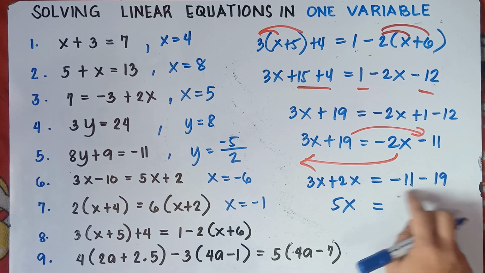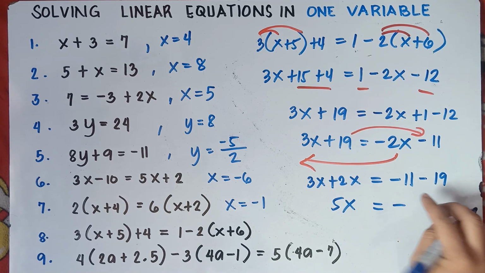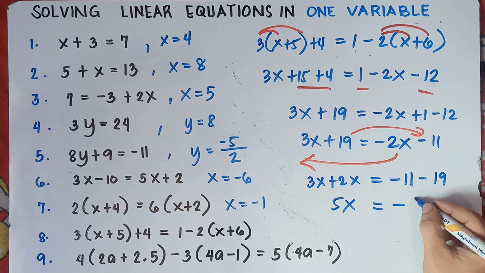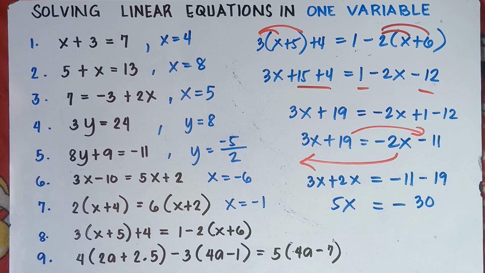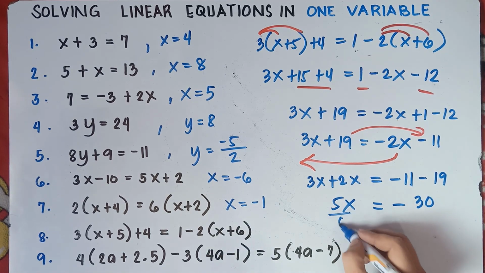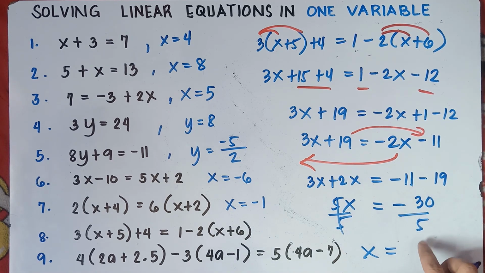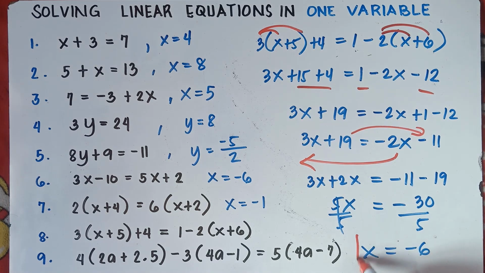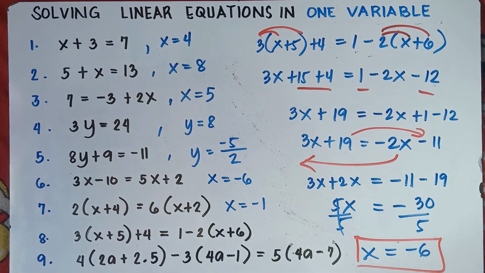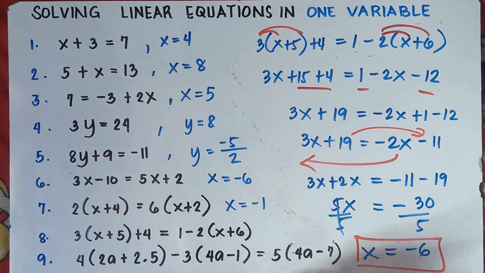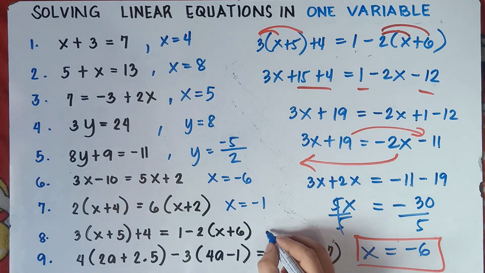If the signs are the same, simply copy the sign, then add the numbers. 11 plus 19, that's 30. So to get the value of x, divide both sides by 5. And x equals negative 30 divided by 5, that's negative 6. That's it, class. Alright, so our x is negative 6 for number 8.